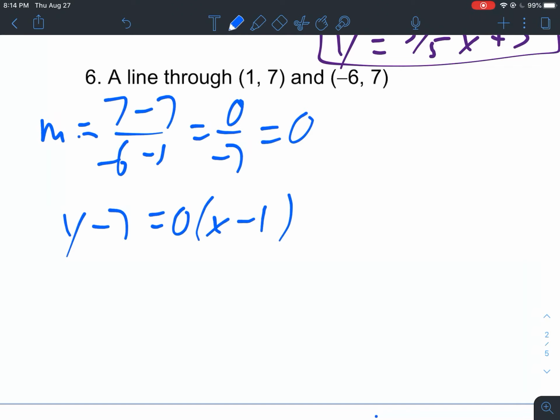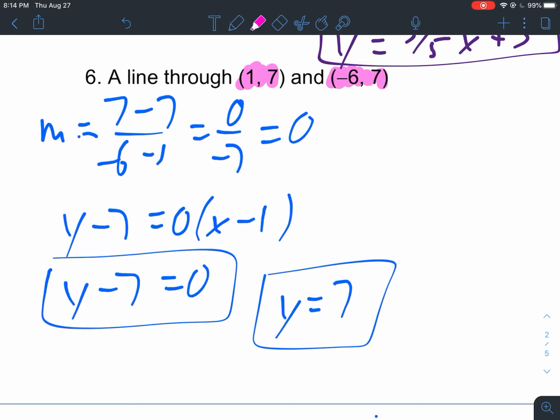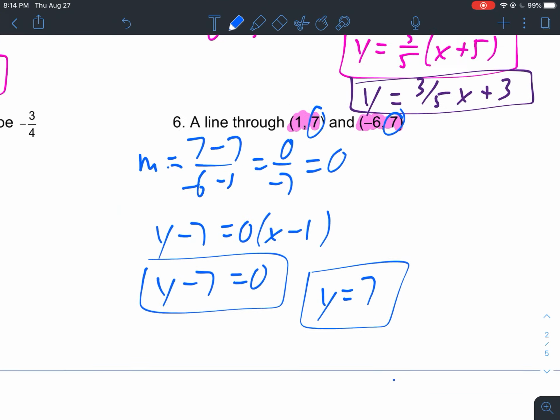And hopefully we know that 0 times anything is 0. So that's point slope. And slope intercept, just add the 7 over. There's slope intercept. So y equals 7 is a horizontal line with slope of 0. And if you recognize that right away, because both y coordinates are the same, you could just say, all right, well, that means y is 7, horizontal line.